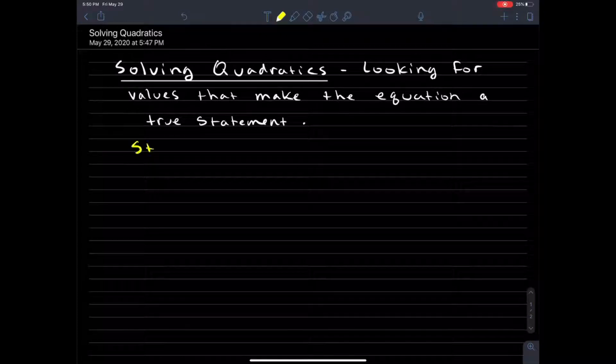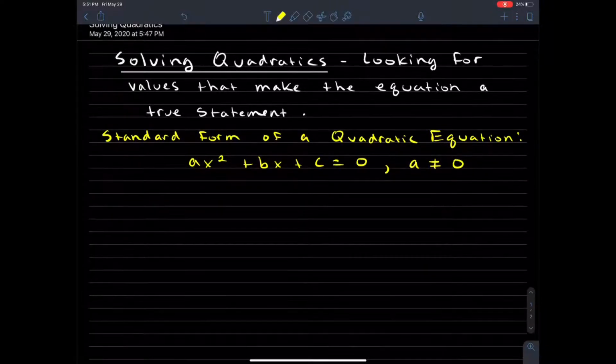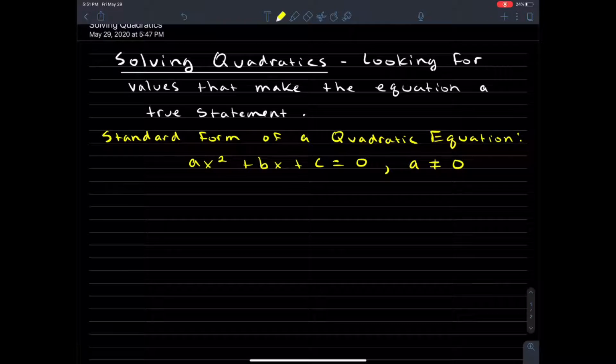So the standard form of a quadratic equation is ax squared plus bx plus c equals 0. And of course, a cannot equal 0 if it's going to be a quadratic. So when we're solving, we want to be looking for values that make the equation a true statement when you plug it into the equation.